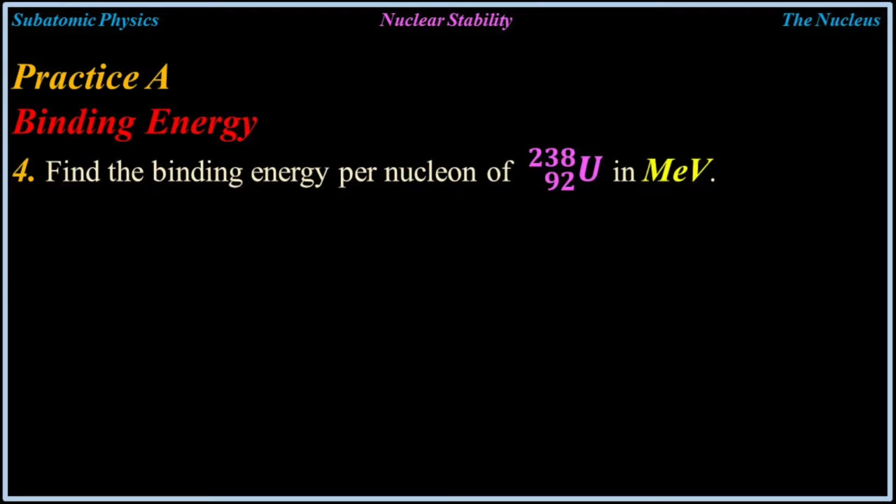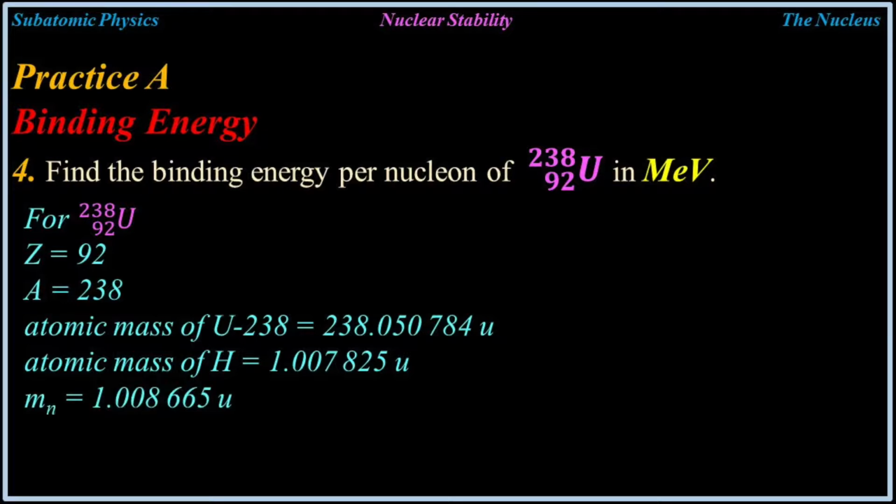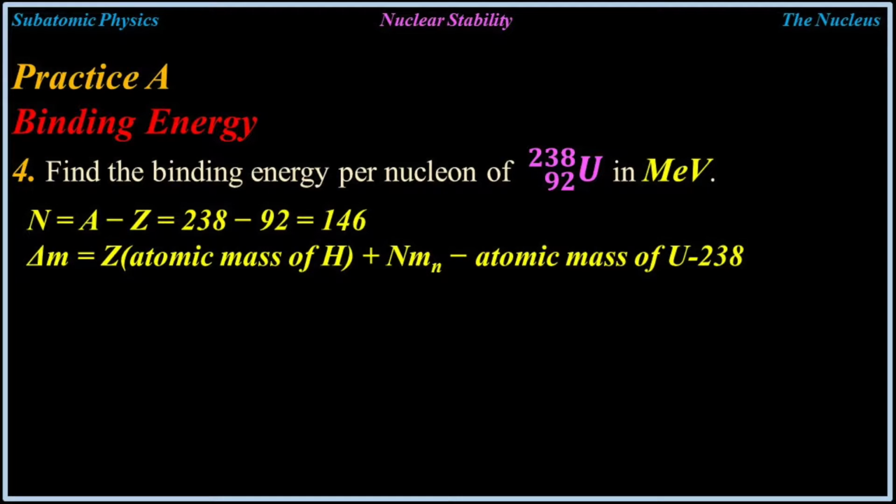Find the binding energy per nucleon of uranium-238 in mega electron volts. All right, that is uranium-238. There's the Z. Coming up is the A, uranium-238. And the atomic mass of U-238 and the mass of hydrogen, the Mn, and then the neutrons, 146.